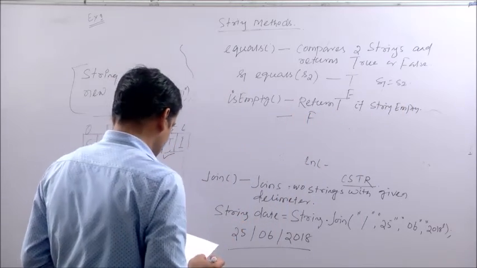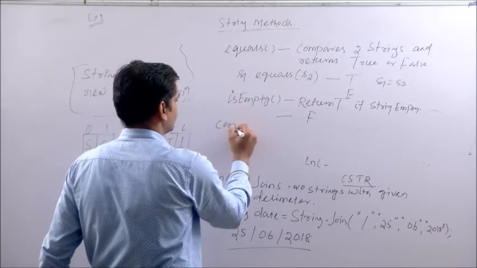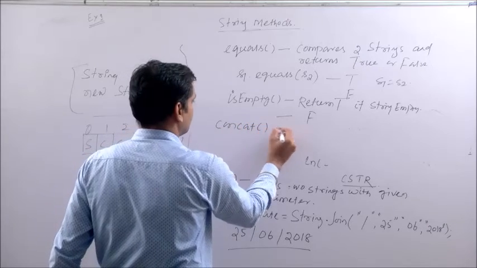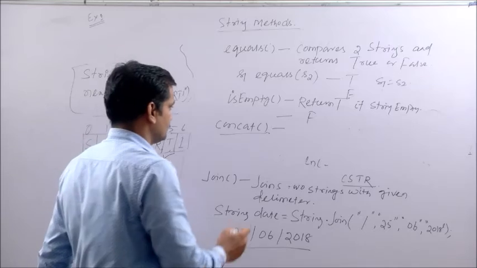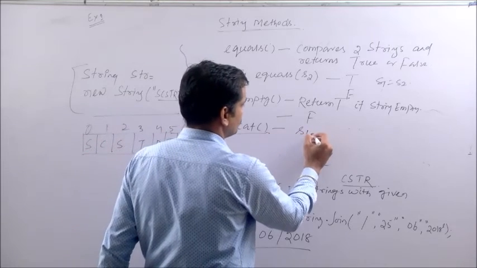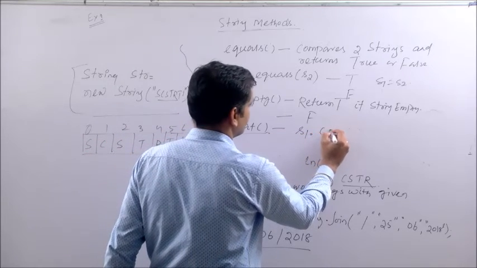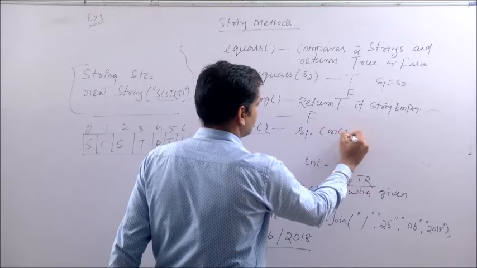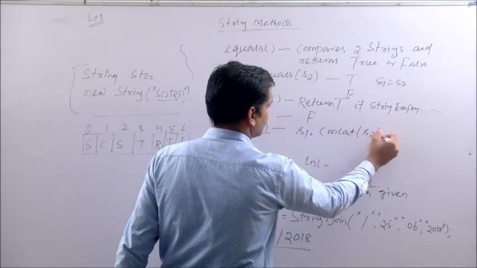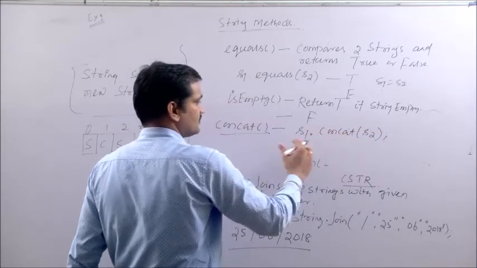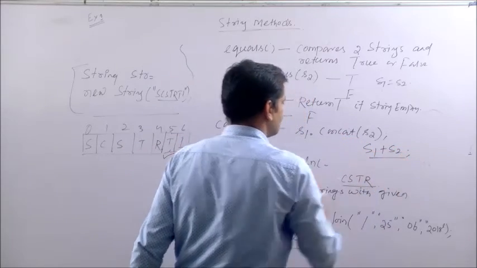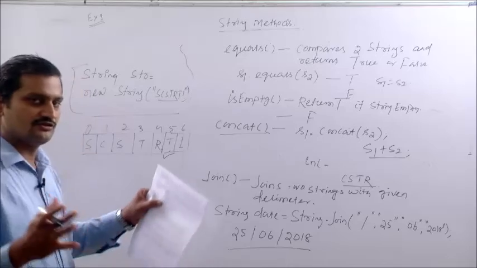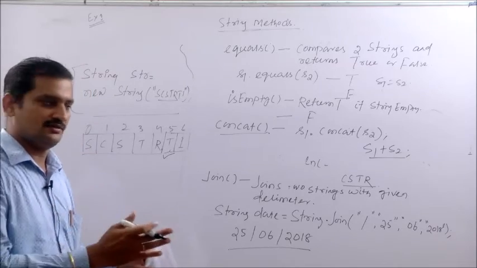Similar to this, there is another string method, concat. This concat is also going to join two strings. We can use it like this: s1 is one string that is going to concat s2. So it is going to join s1 and s2. The output will be s1 plus s2, the string s2 joined after s1.